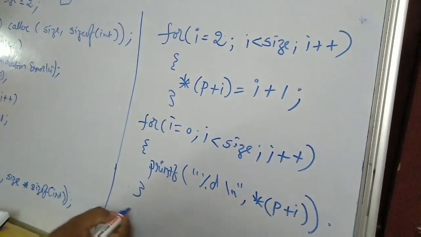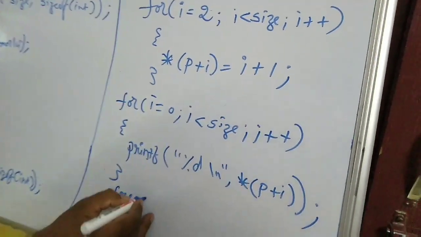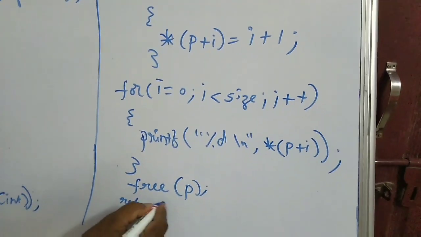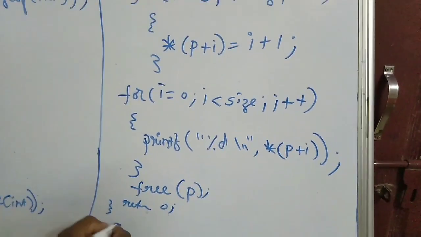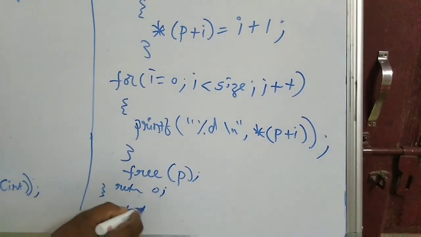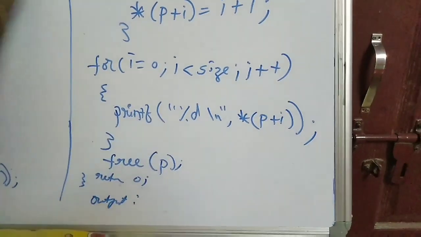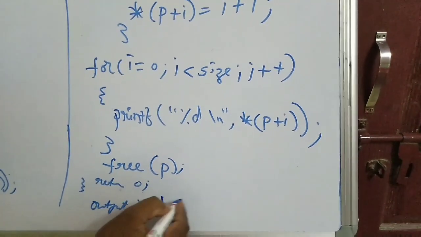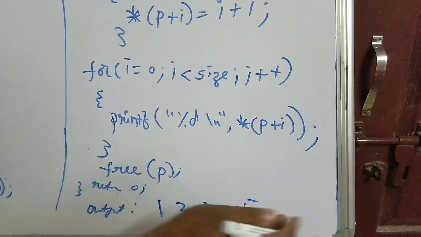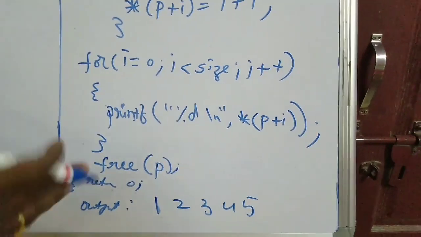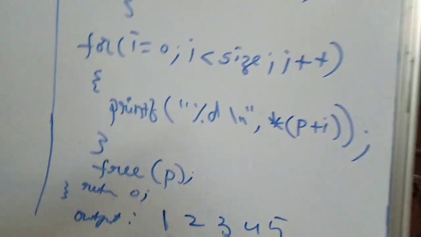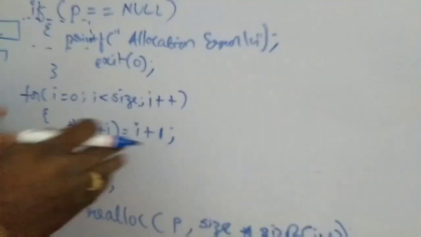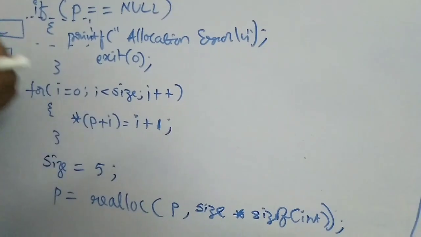By the end of the program I have to free the memory, so I will write free of p and return 0. Okay friends, the sample output for this program will be all the elements, that are 1, 2, 3, 4, 5, printed on the screen. If you want, you can print the 2 elements here, that means you can print the elements here for checking whether they are stored in this array or not.